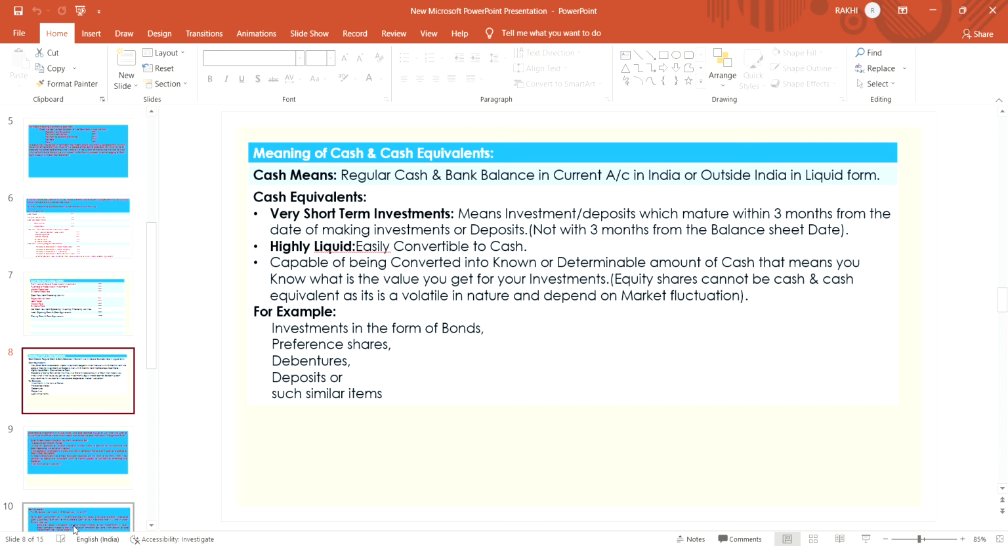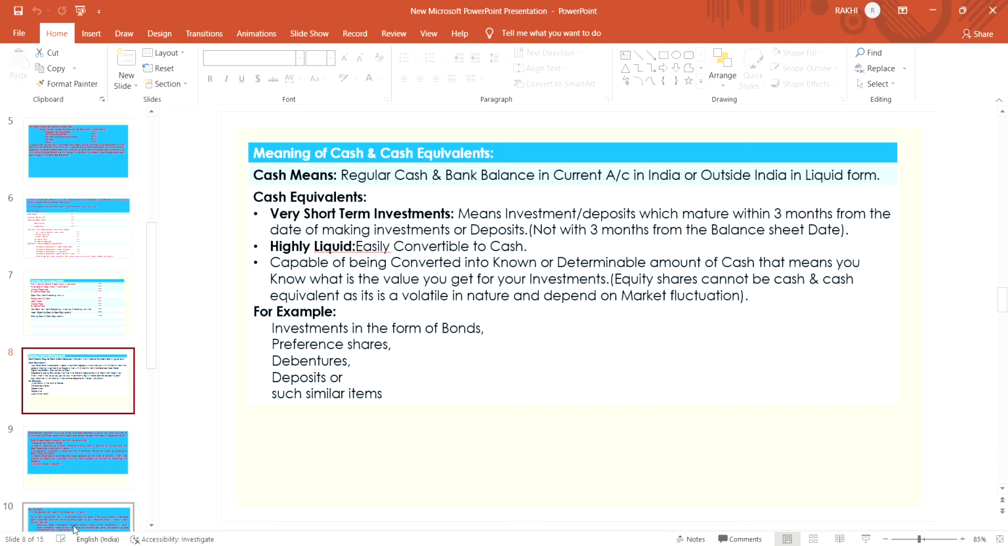We will not take the equity share because equity share is very volatile. It depends totally on the market. So equity share cannot be considered as cash and cash equivalent because of its volatile nature, because it totally depends on the market and is very fluctuating. So we will not consider equity share for cash and cash equivalents.